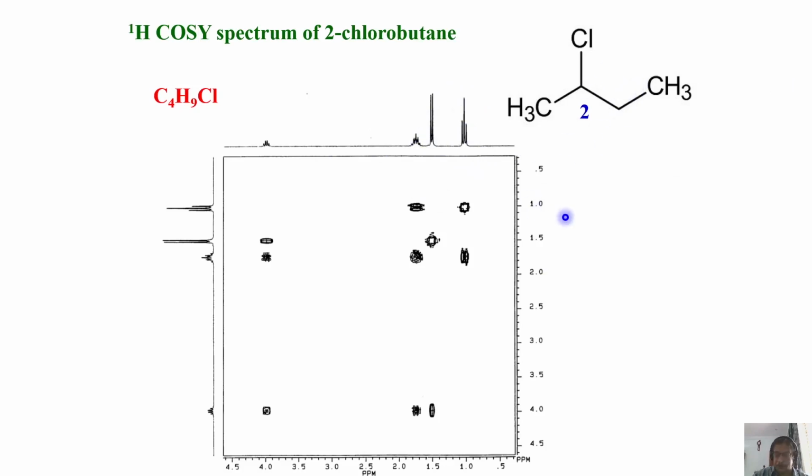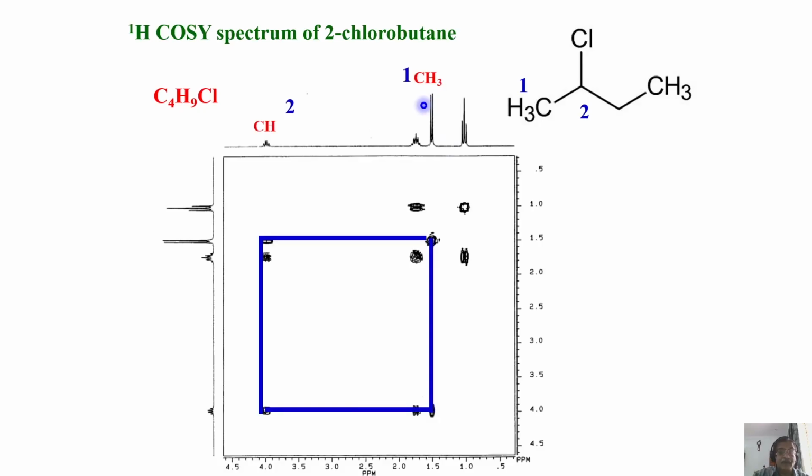Let us start with that peak. Or we can start with this CH3, because it's a doublet because of this CH. That's also fine. We don't have to start with this one. With that CH3, come vertically down, go horizontally, and you will complete the square. You hit upon this proton. Then this must be CH because the CH3 was a doublet.